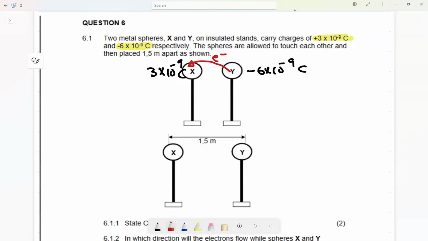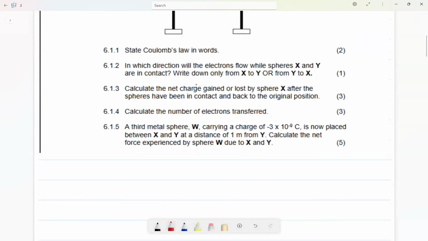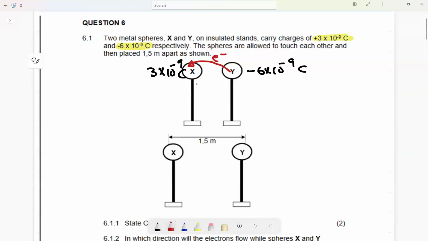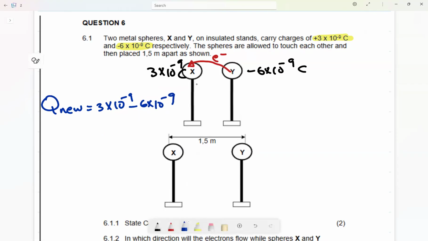After they are allowed to touch, after getting in contact, there will be a new charge on them that will be equal. They are placed at a distance like that. Q new will be 3 times 10 to the power of -9 minus 6 times 10 to the power of -9, divided by 2. Then it is -3, so I get -1.5 times 10 to the power of -9 coulomb.